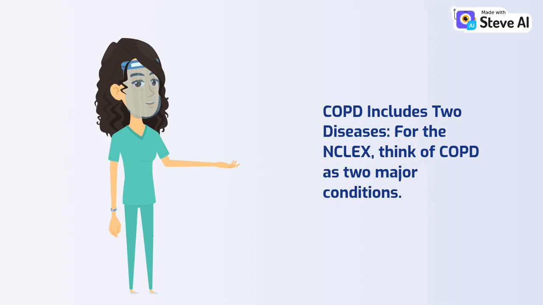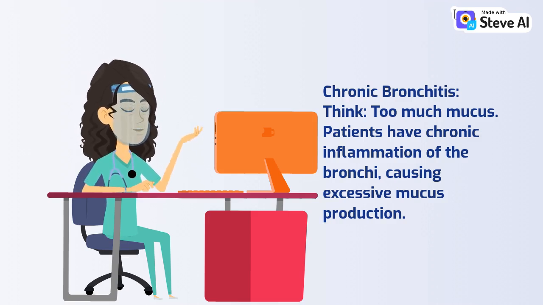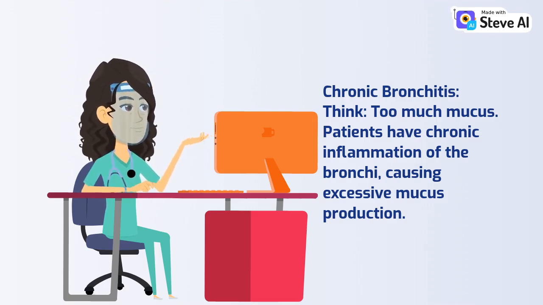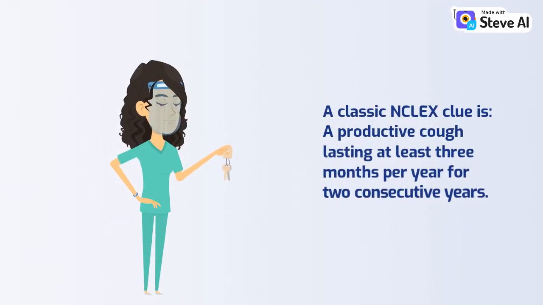COPD includes two diseases. For the NCLEX, think of COPD as two major conditions. Chronic bronchitis: think, too much mucus. Patients have chronic inflammation of the bronchi, causing excessive mucus production. Classic symptoms include productive cough, wheezing, dyspnea, frequent respiratory infections. A classic NCLEX clue is a productive cough lasting at least 3 months per year for 2 consecutive years.